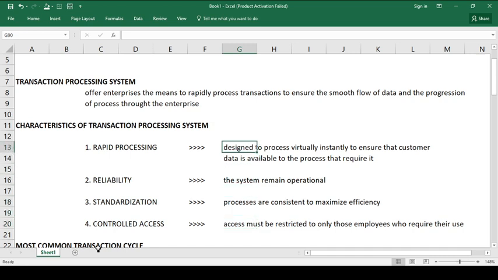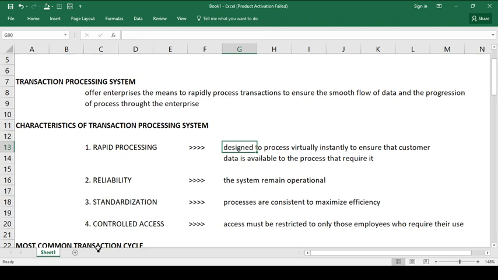Rapid processing means it is designed to process virtually instantly to ensure that customers' data is available to processes that require it. This means that the transaction processing system will ensure that the customer's data is always available to be processed if we need it. A good transaction processing system is able to provide information in times when we need certain data, particularly customers' data.